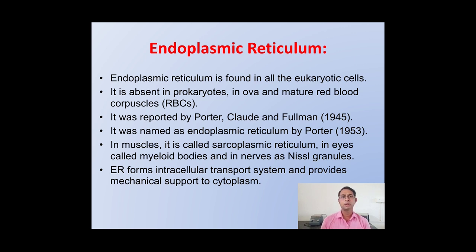They originate at different sites. Endoplasmic reticulum forms an intracellular transport system and provides mechanical support to the cytoplasm. Simply we can say that within the cytoplasm of a cell there is endoplasmic reticulum, and it plays an important role in the transport of different chemicals or metabolic products, and along with that it helps to provide support to the cytoplasm. So this is the endoplasmic reticulum.